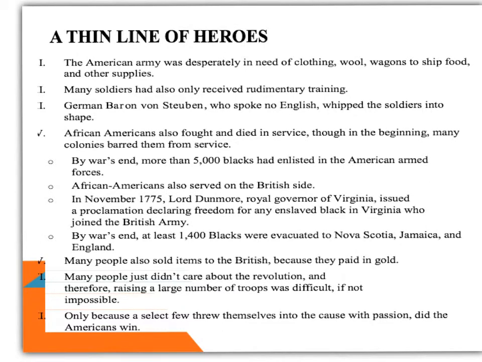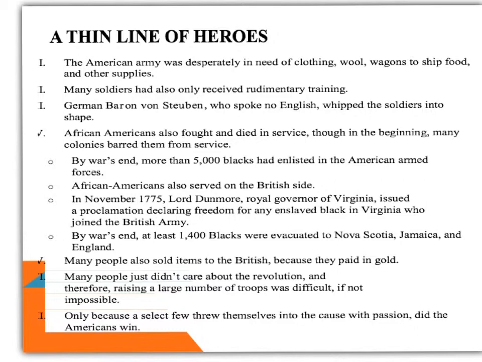Luckily, as this slide will point out, we do get some help and some support later on. We need the clothing, wagons, food, and other supplies, and at that point we're not very trained. We're not a very effective military when the war starts. So we do get some people like the German Baron von Steuben, who spoke no English apparently and whipped the soldiers into shape. I guess he just screamed at them in German, which will make anybody jump and do anything they're told to do.